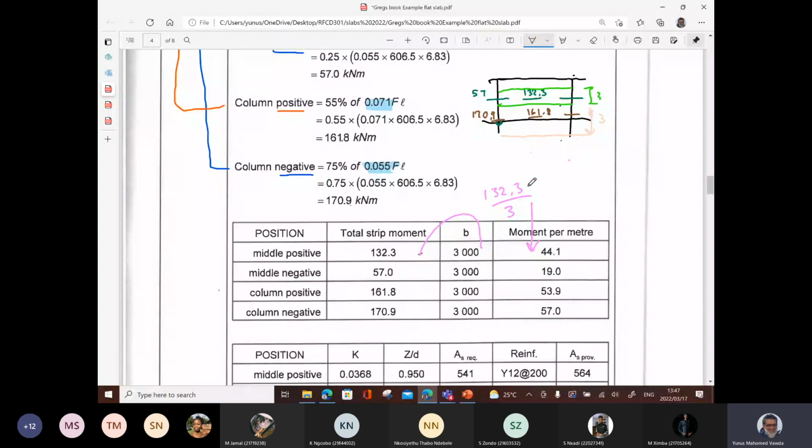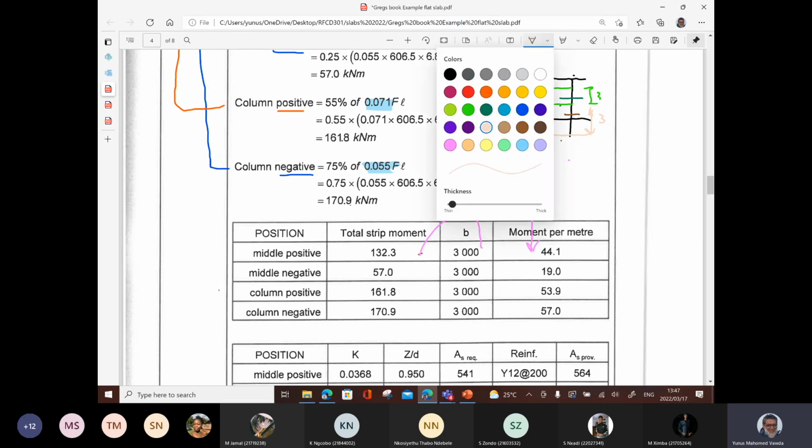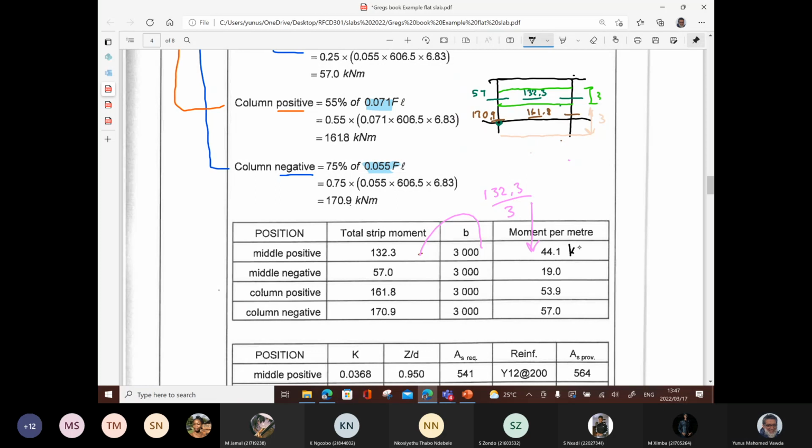So that's 132.3 divided by 3 gives me the 44.1. Middle negative of 57, and then of course same 3 meter story, so it comes to 19. So this is the moment per meter. In other words, the unit here is kilonewton meters, but it is per meter. So when we calculate the area of steel, we use 1 meter width, not 3 meter width. You can do it over 3 meters. Then you're going to get a total area of steel, and you select, say, for example, 12 mm bars, and 112 is so much, and then you divide the area by that one and work out how many bars you need.